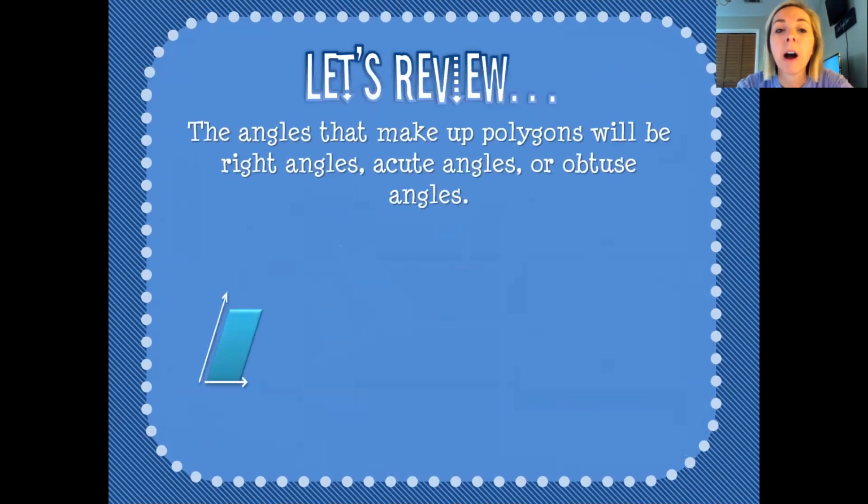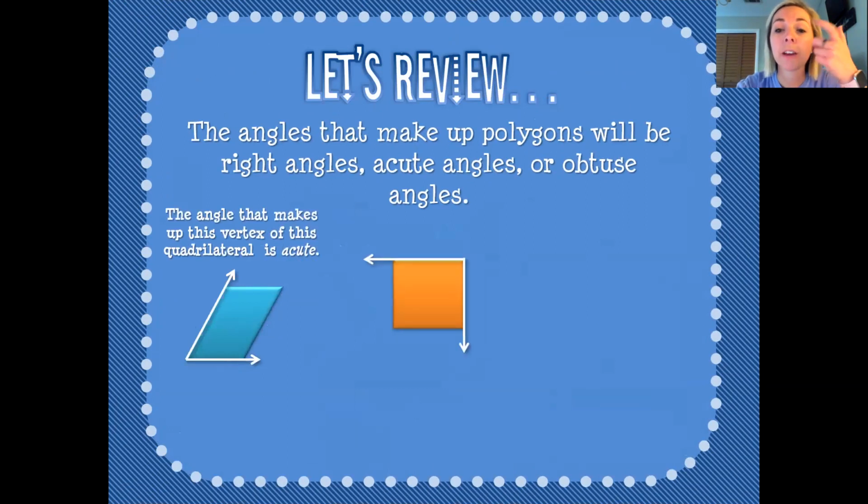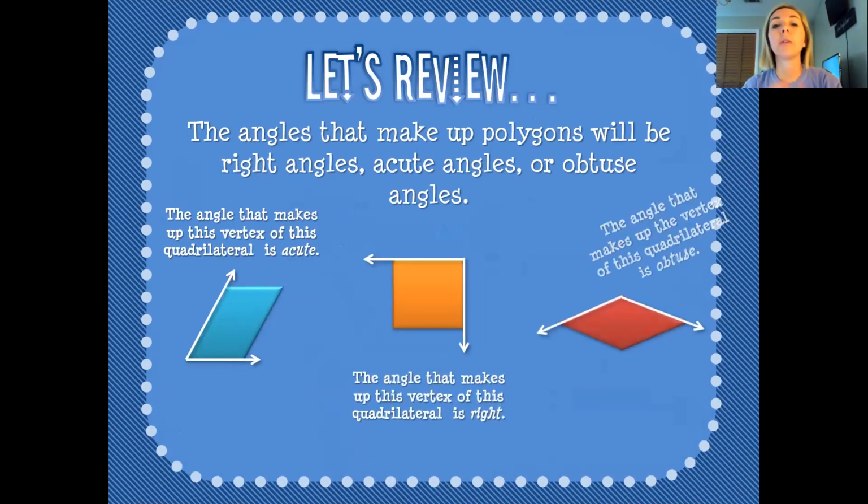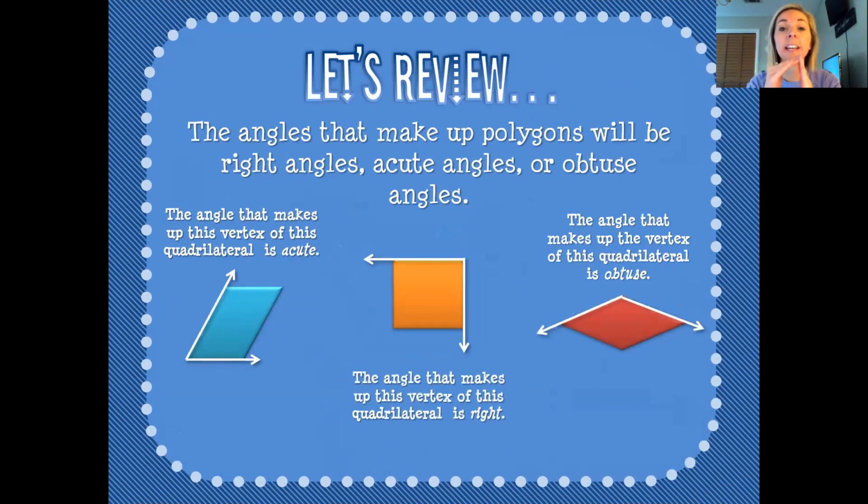The angles that make up polygons will be right angles, acute angles, or obtuse angles. We are focused mostly on just looking and seeing that they have 4 angles in 3rd grade, but you will see shapes that have the little square inside the square. And remember, that means 90 degrees. They are perfectly 90 degrees. Anything less than 90 degrees, we call that acute. Anything greater than 90 degrees, we call that obtuse.